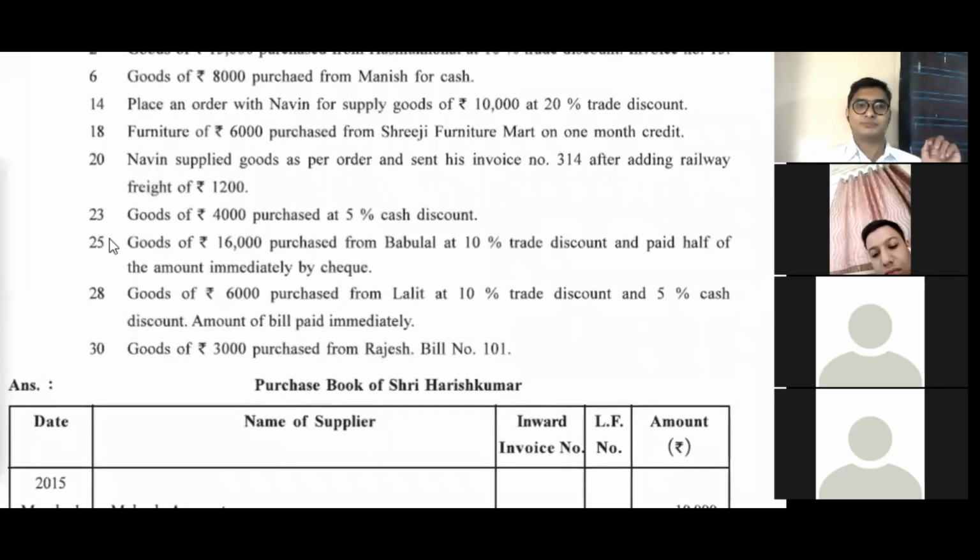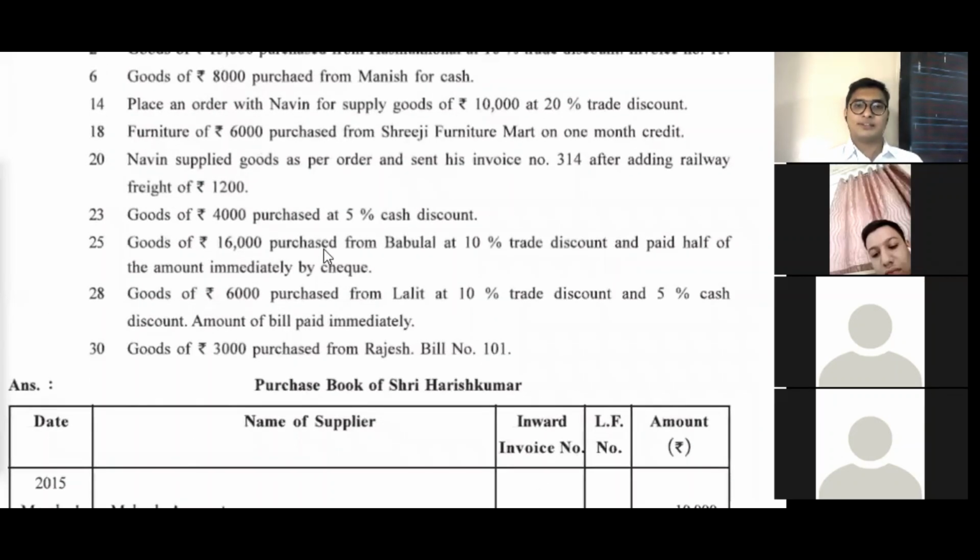Next one, 23. Goods of 4,000 purchased at 5% cash discount. Now tell me whether it is a cash or credit transaction. Cash transaction, because here the name of the person is not given. So ignore this. 25.